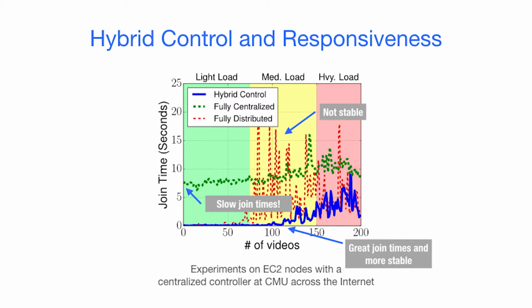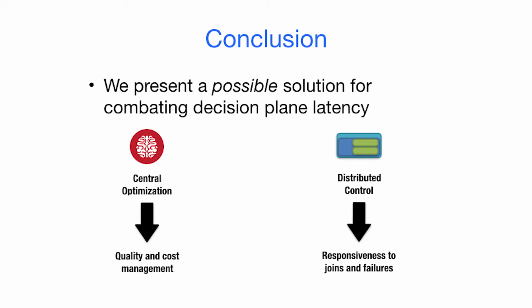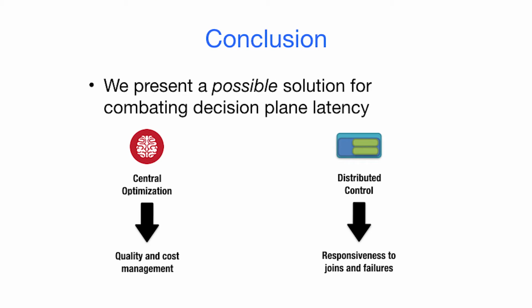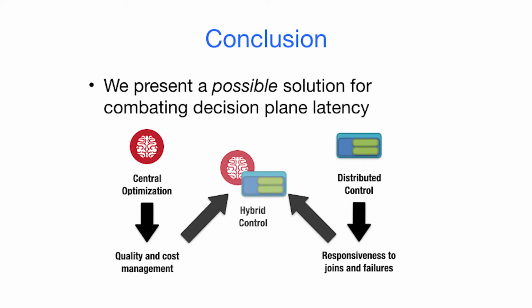So in conclusion, what we presented in this work is a possible solution for combating decision plane latency. And this was very much scoped to the context of live video delivery. But I wonder if this split of a centralized approach as well as a distributed approach combined together can be applied to other applications. And also, of course, I wonder, are there other solutions that can combat the same kind of problem of high decision plane latency?